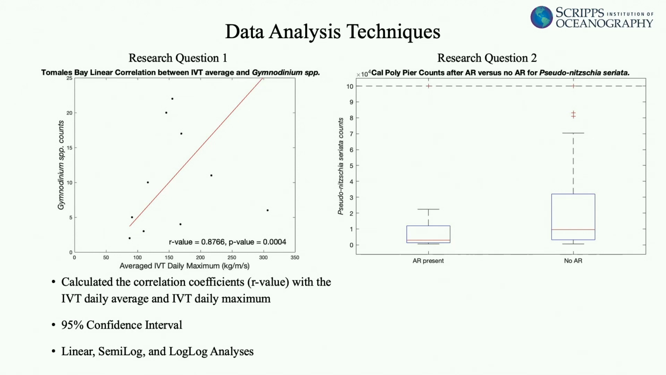I also did this through 3 different analyses. I used the raw data to do a linear regression. I took the log base 10 of my phytoplankton abundances as a semi-log, and I took the log base 10 of both of my variables for a log-log.